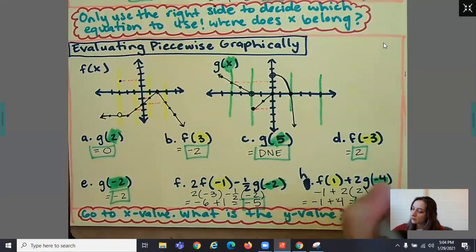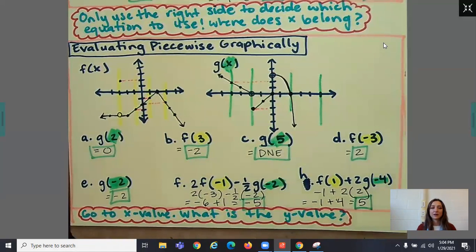Okay, so the only thing that you're doing with these, it's actually the same thing as evaluating functions. You're going to go to the X value, draw your imaginary line straight up and down, see what point you hit, and look at the Y value and just write that down. And that is it.